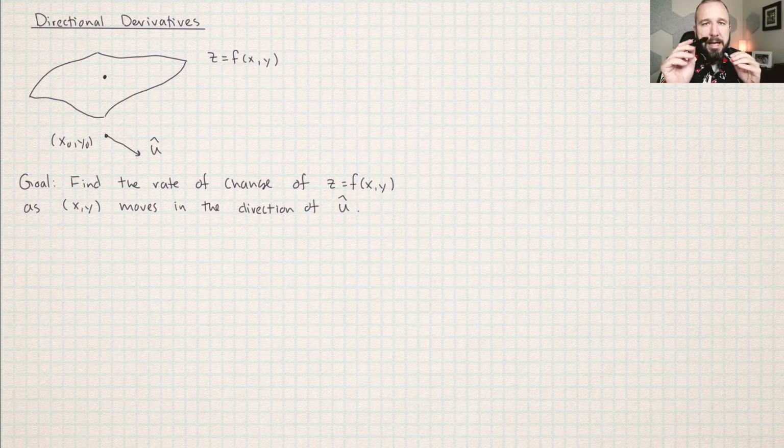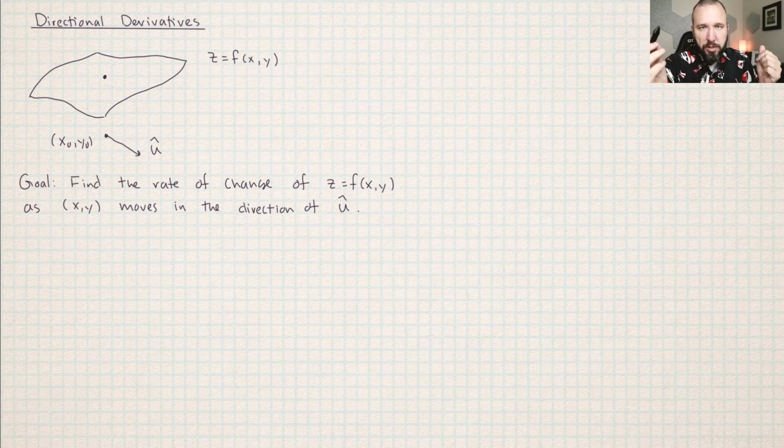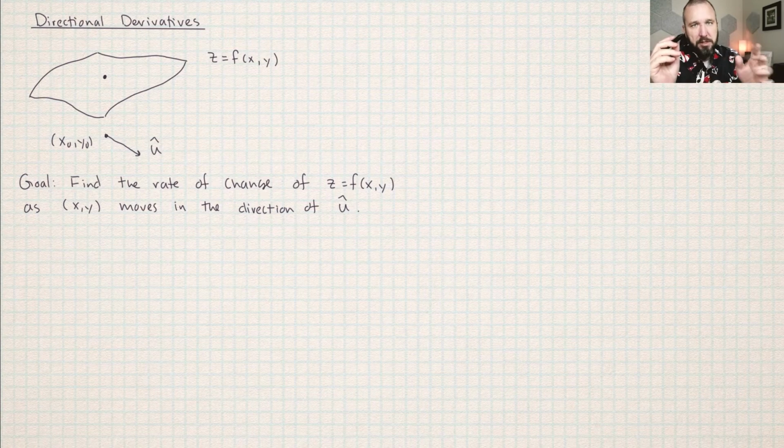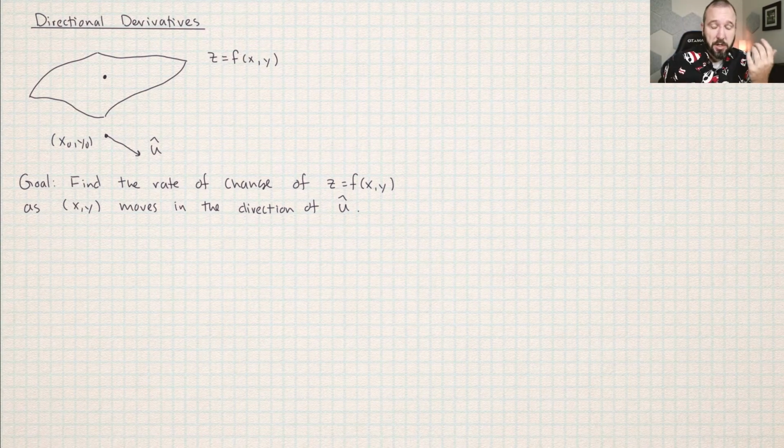Let's suppose that z is a function of x and y, so this graph should be a surface in three-dimensional space. And we're standing above some point in the xy plane, x naught, y naught. We're going to take a very small step. And the question is, what happens to the surface? Does it go up? Does it go down? So the answer depends on which direction that you walk in.